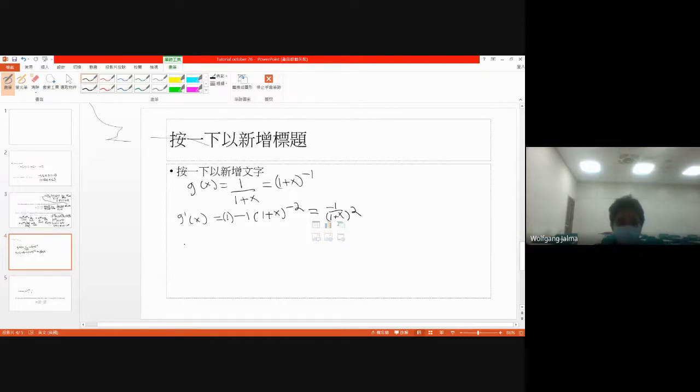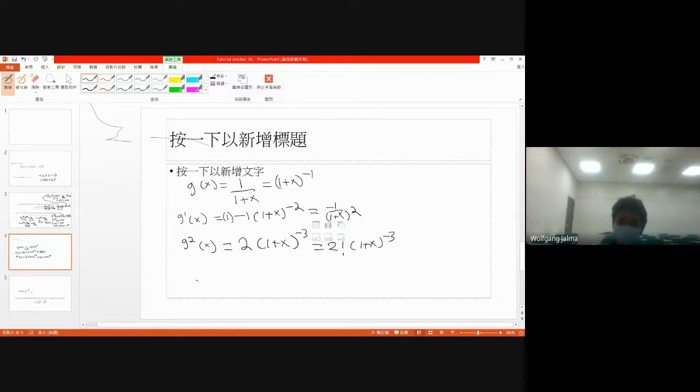Now, how about the second derivative of g? It's also quite easy. We have minus 2 here. So minus 2 times minus 1, we have 2 times 1 plus x to the power of minus 3. Or we can say that this is 2 factorial times (1 plus x) to the power of minus 3.